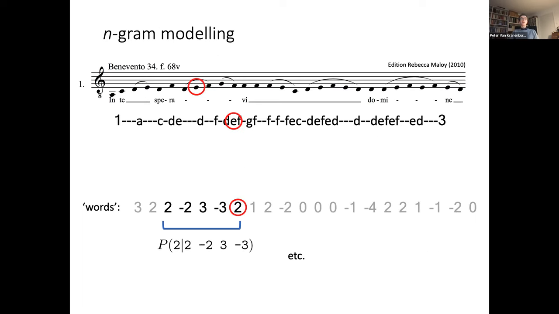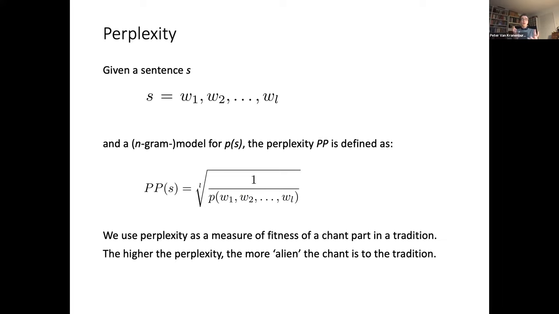That's for individual nodes. And we also want the probability of an entire sentence. How well does an entire sentence, in our case an entire offertory part, fit in a corpus? That's the basic question we are asking. For that, there's a measure called perplexity, which computes a kind of average of the probabilities of the individual nodes, and compensates for the length of the sentence, because sentences have different lengths. So we have to do some normalization, which is done in this perplexity measure.